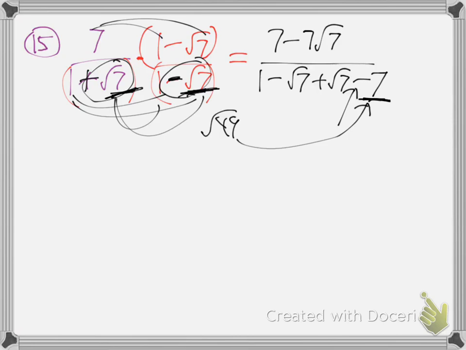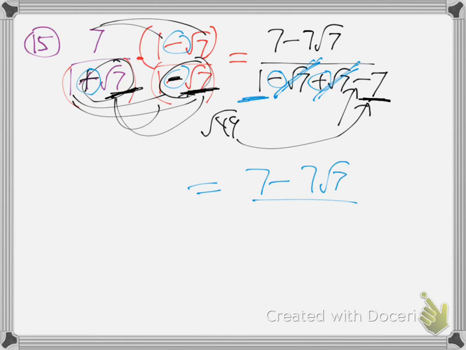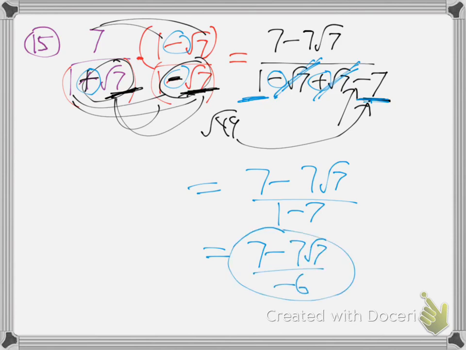Okay, so what happens from here? Well, these guys cancel. That's the whole reason the conjugate works. That's why we use the opposite sign, right? If this is plus, we use minus top and bottom. Why? So we get 1 minus and 1 plus in the roots, and they go away on the bottom. That's why that works. So we get 7 minus 7 root 7 over what? What's left on the bottom? 1 minus 7, which is 7 minus 7 root 7 over negative 6. There we go. What did we accomplish? We got rid of the root on the bottom. No more root on the bottom.